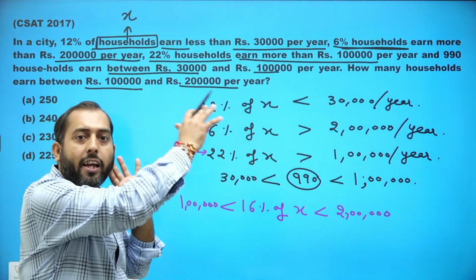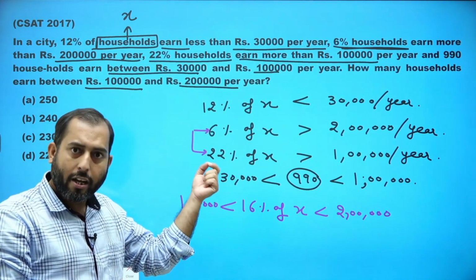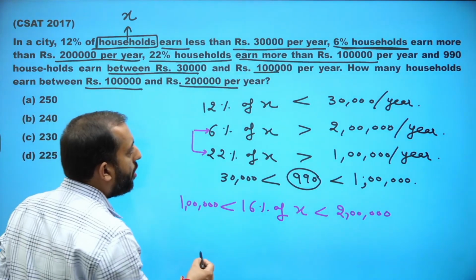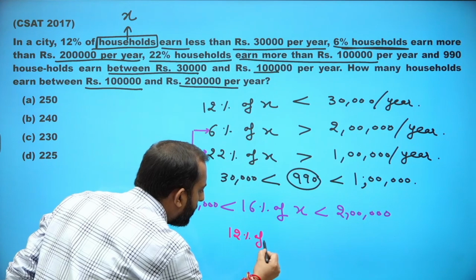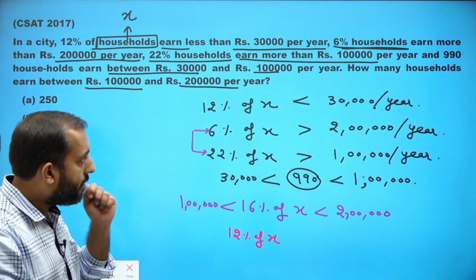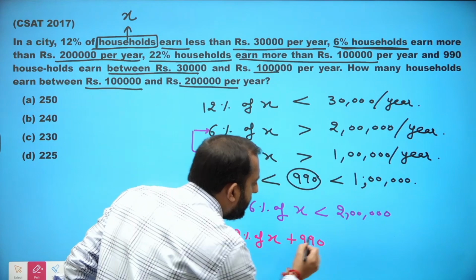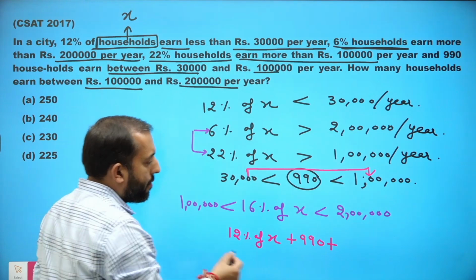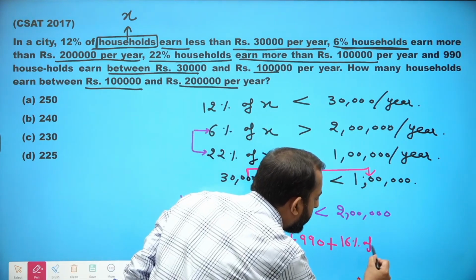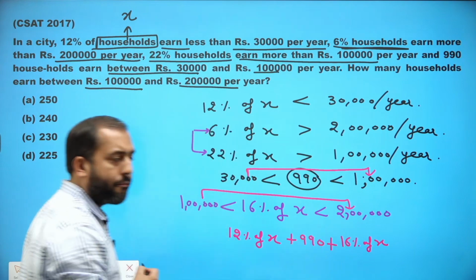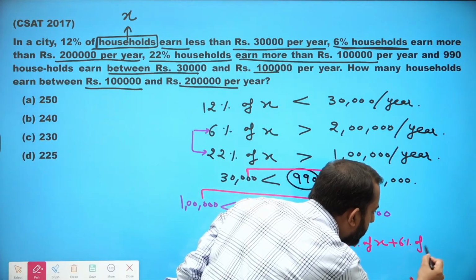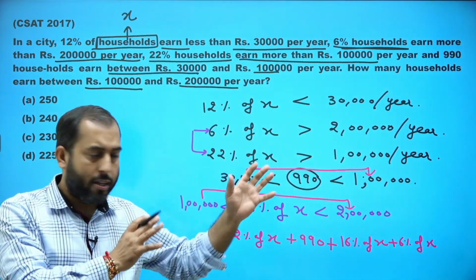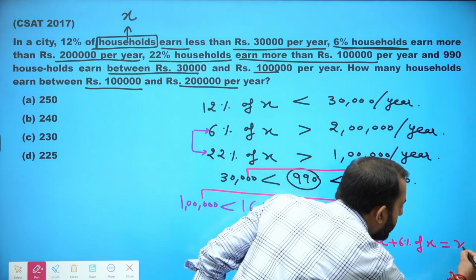Now we can do some kind of calculation, and we can compare this whole thing with 100%. Now let me tell you how. See, 12% of X earn less than 30,000, 990 earn between 30,000 and 1 lakh, plus this 16% of X earn between 1 lakh and 2 lakh, and 6% of X earn more than 2 lakh. So what we have done, we know every different collection of X. So this must be equal to total households, that is X only.